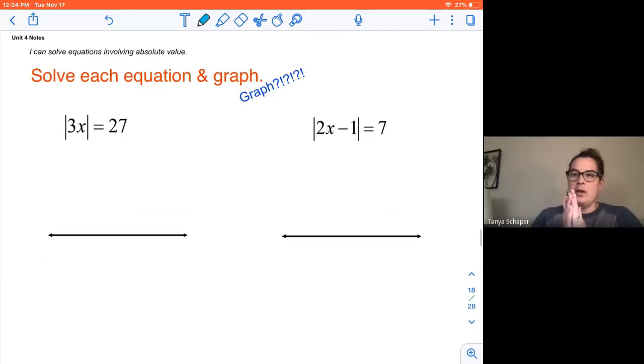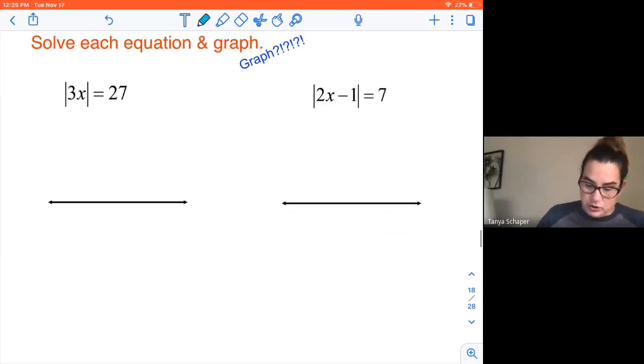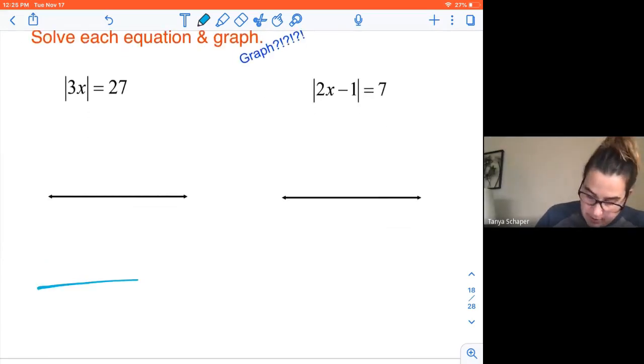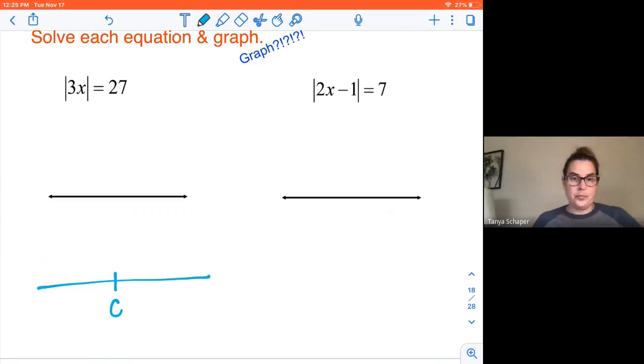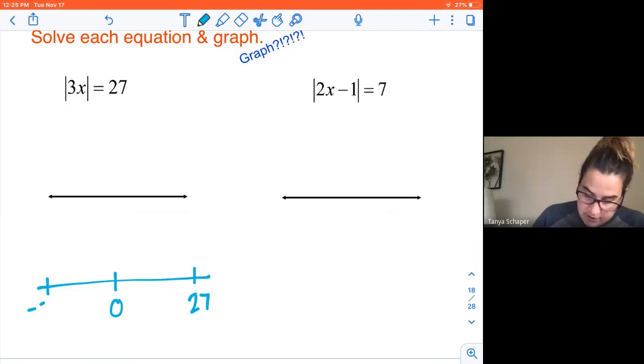All right, got your thinking hats on. This is new stuff. I need you totally in tune with what we're doing, okay? So the absolute value of 3x is 27. We know that absolute value means distance from 0, okay? So I want to show you something. On a number line, here's 0, okay? There are two numbers that are 27 away from 0. Those two numbers are 27 and -27.